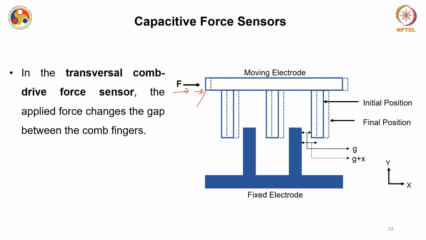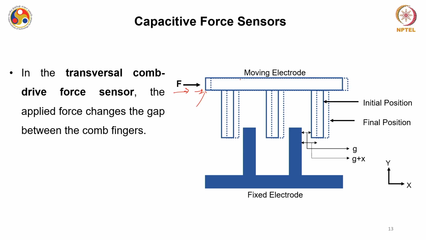So you are applying a force to the moving electrode. Say for example, if you want to measure the force, you will apply it to the moving electrode intentionally. So you apply this to this moving electrode, and this solid line, as I have mentioned, is the initial position, while the dotted line is the final position.